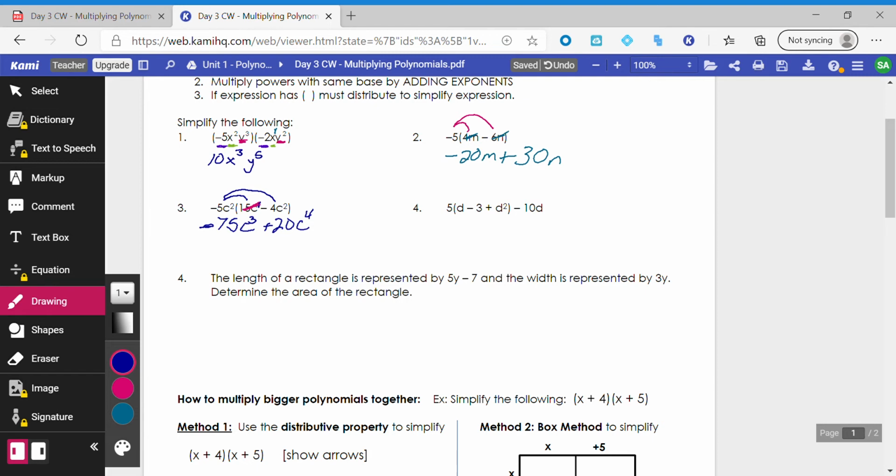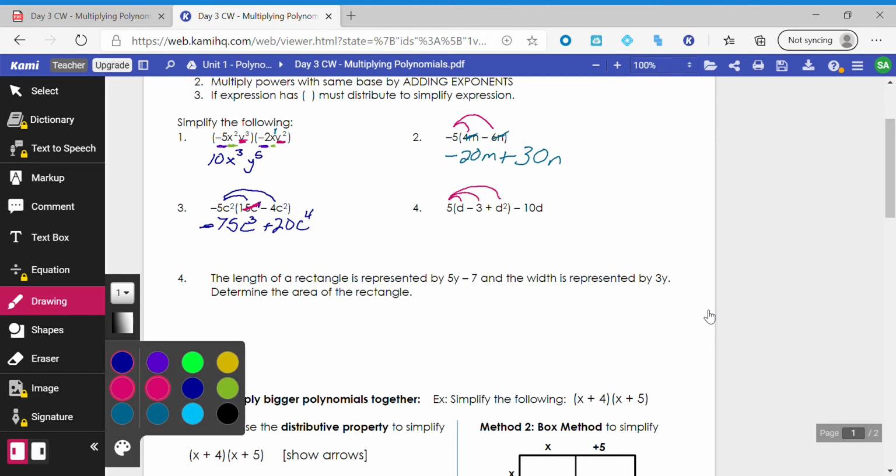In the fourth problem, we have 5 times d minus 3 plus d squared minus 10d on the outside. So here we have a monomial times a trinomial. So one item times 3. Process remains the same. Whatever is on the outside will be multiplied with everything inside. So the 5 times the d, we get 5d.